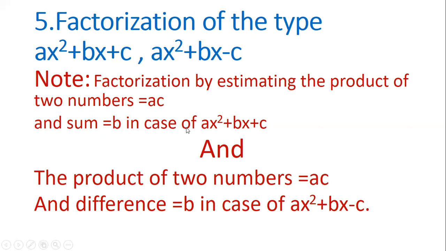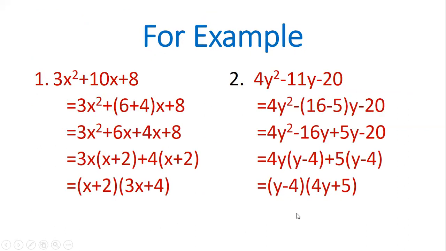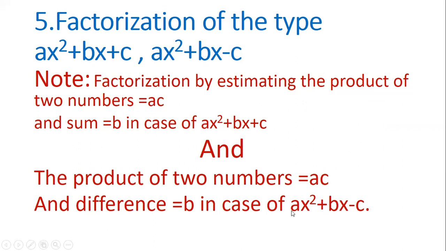So sum is B in the case of x square plus bx plus c if the last one is plus, as I have already explained. And likewise, the product of the two numbers is equal to AC in this second case too, and difference is equal to B in case of x square plus bx minus c. So the last sign will determine it: there should be the difference of the two numbers that gives B. If the last sign is plus, the sum of the two numbers should give B. Product is same, AC and AC.